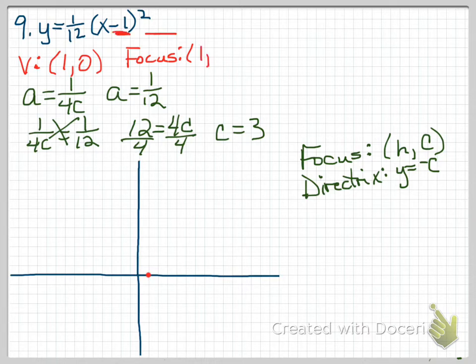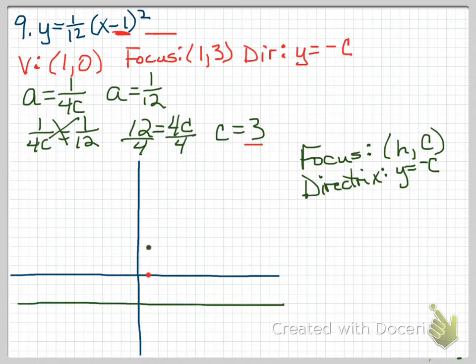So my focus for the x is 1, and then the 3 for C is my K. So my focus is now at 1, 3. Okay? My directrix is y equals -c. So my directrix is y is equal to -c, which is, let's see, did I write that in there? I did not. Y is equal to -3. I'll write that in there here in just a second.